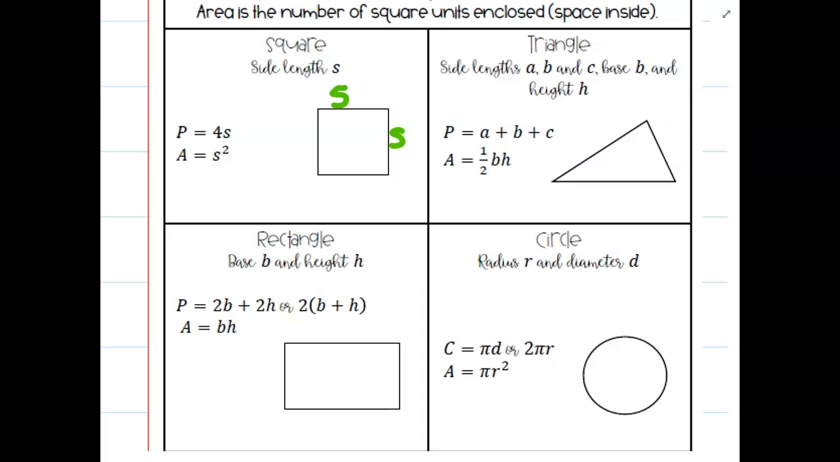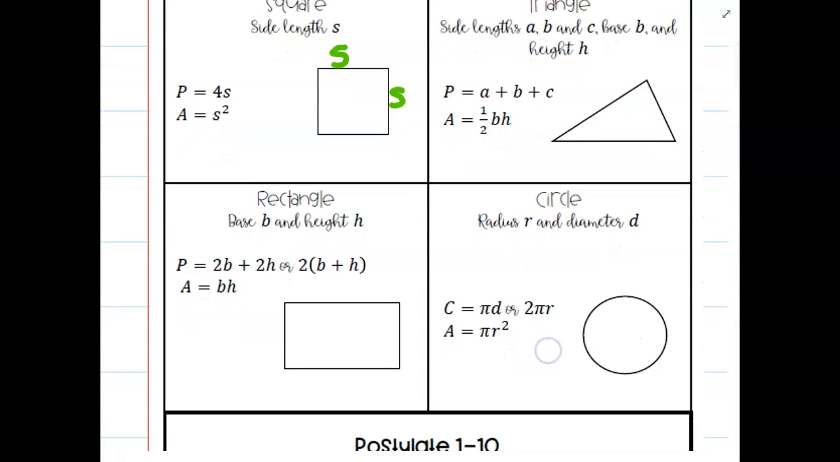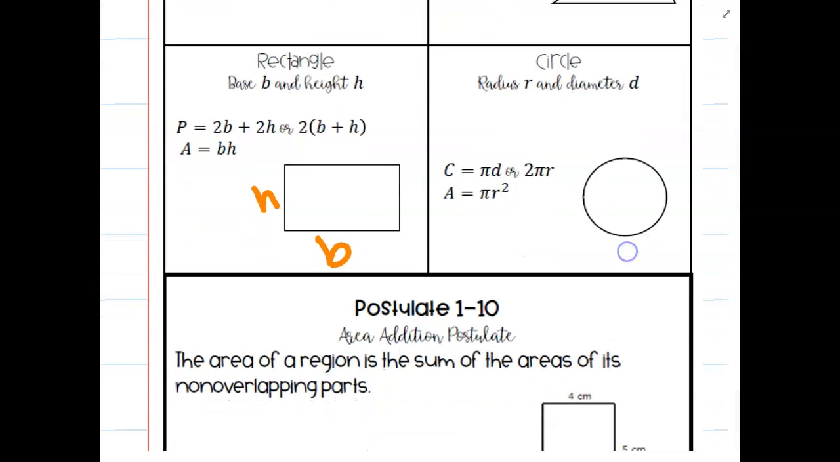Let's jump down here to rectangles because rectangles are very similar to squares. So for a rectangle, the sides aren't necessarily the same. They could be, but they're not necessarily the same. But I may have this side that's H and this side that's B. So the base is B, the height is H.